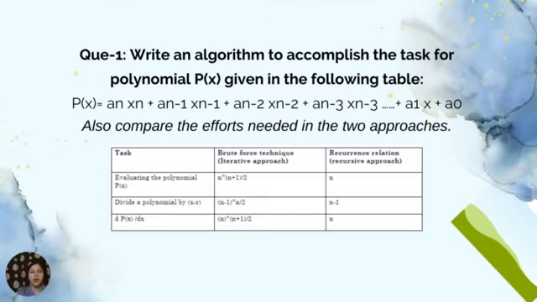Write an algorithm to accomplish the task for polynomial p of x given in the following table. P of x is equal to an x^n plus an minus 1 x^(n minus 1) and so on.